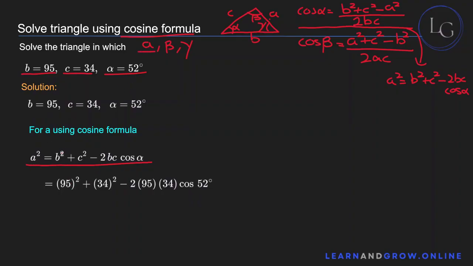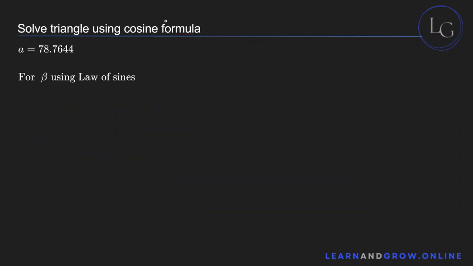So you know that B is 95, C is 34, and you know that the angle alpha is 52. So now just replace the values. A square is equal to this. Take the square root of this value to get the side A, and that gives you 78.7644.